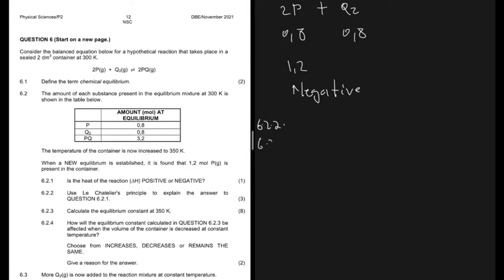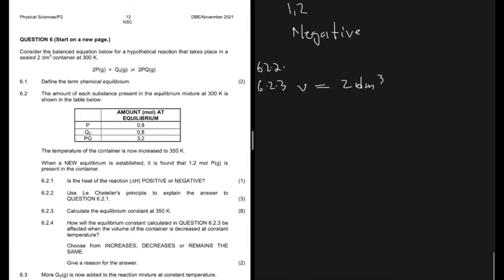6.2.3 then says, calculate the equilibrium constant at 350 kelvins. We know that when we talk about the equilibrium constant, we use the concentration. So the first thing is for us to determine our volume, right? That will help us when we calculate the concentration. The volume is given in the equation as 2 decimeter cube, right? So that's something to note, because we're going to use that all the way going down.